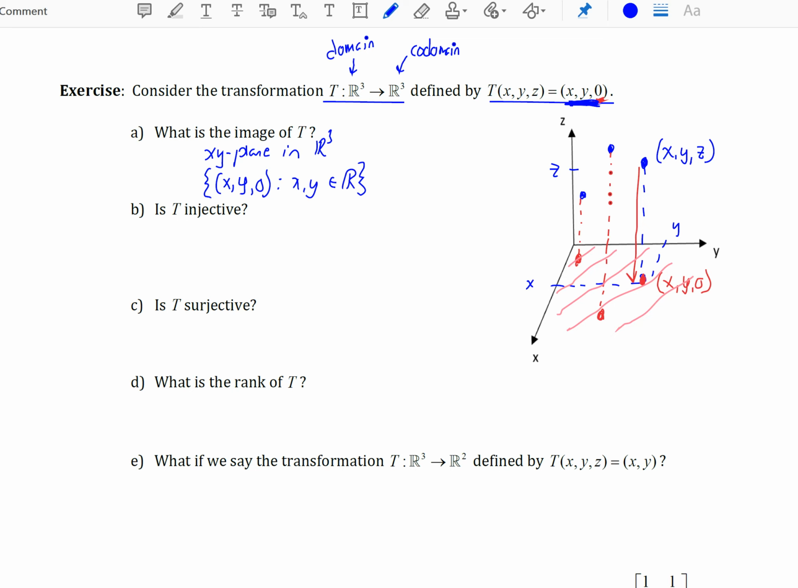Okay, next one. Is T injective? Is it one-to-one? Does every input give rise to a unique output? And here I want to say no.